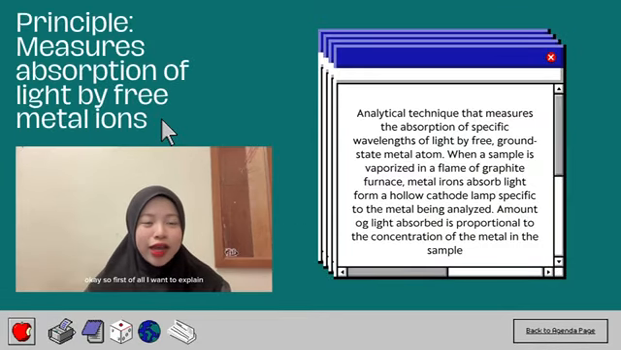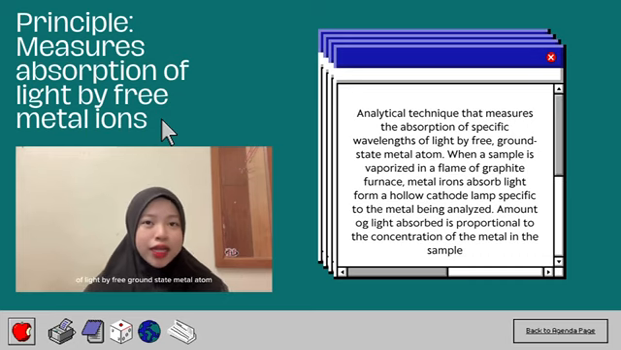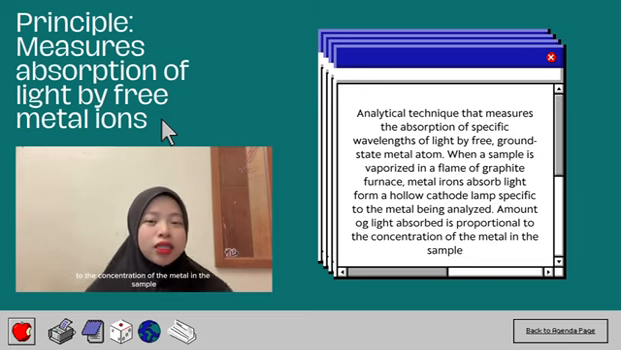Okay, so first of all, I want to explain the principle: measuring absorption of light by free metal atoms. It is an analytical technique that measures the absorption of specific wavelengths of light by free ground state metal atoms. When a sample is vaporized in a flame or graphite furnace, metal atoms absorb light from a hollow cathode lamp specific to the metal being analyzed. The amount of light absorbed is proportional to the concentration of the metal in the sample.